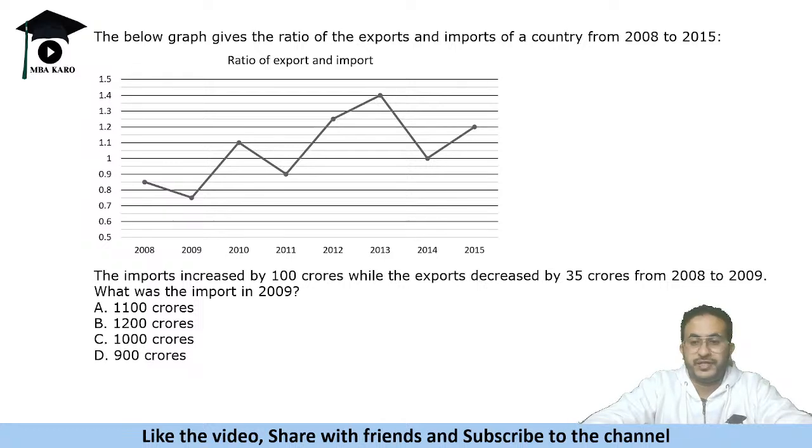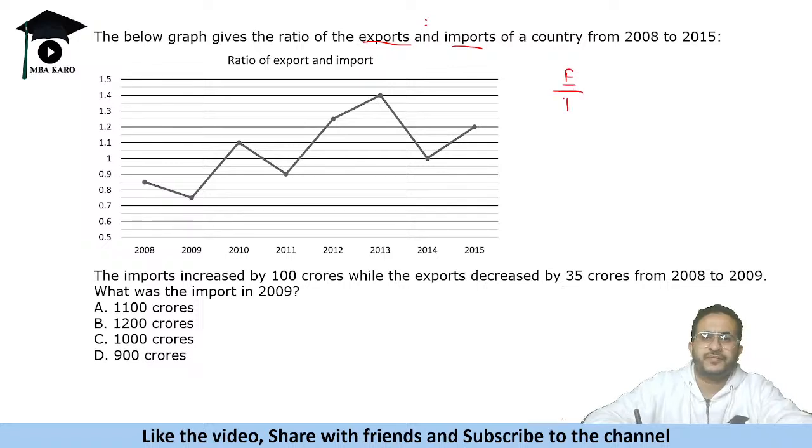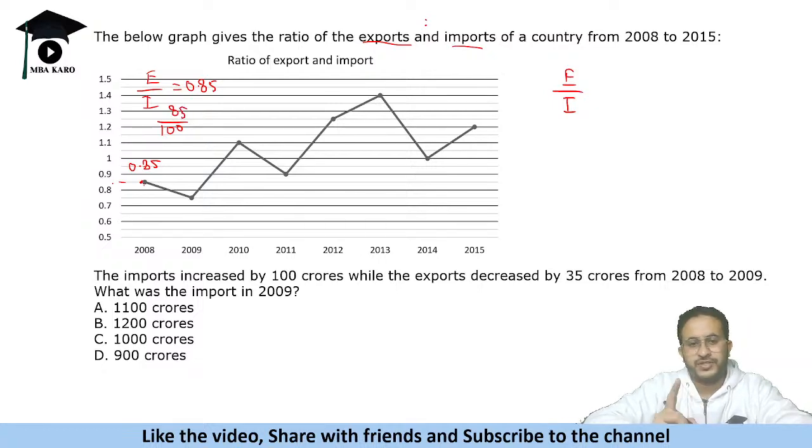Okay, so let's move to the next set. It says that this graph gives the ratio of exports and imports in a country. Exports ratio imports, right? So export upon import is given. Now how to read this graph is, let us say this value is 0.85. Okay, 2008 the value is 0.85. So that means export upon import is 0.85. So अगर import 100 है तो export will be 85. That is what it means. Okay, so this is the information given and we need to answer these questions.